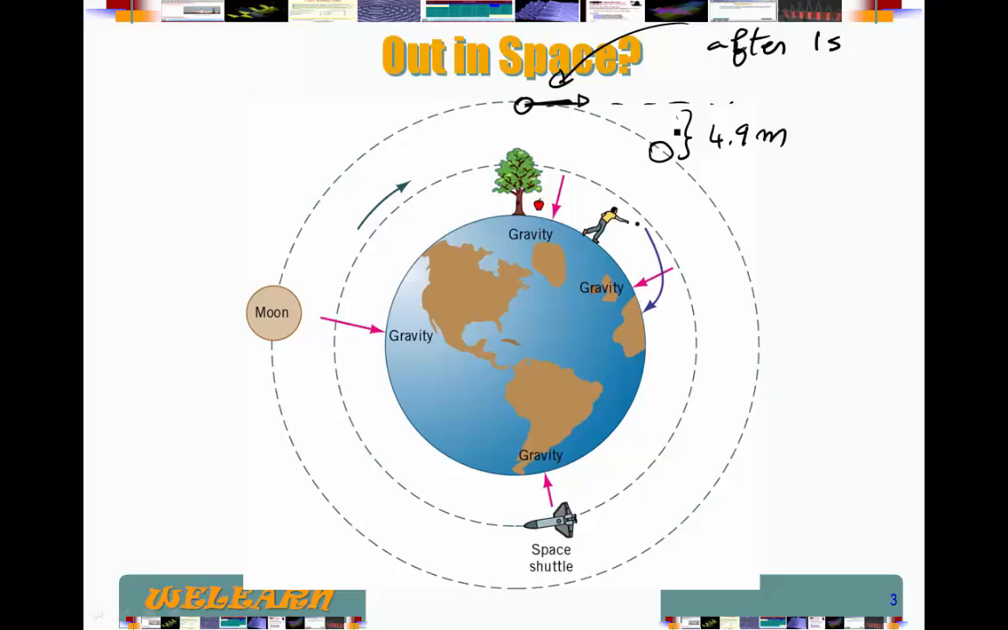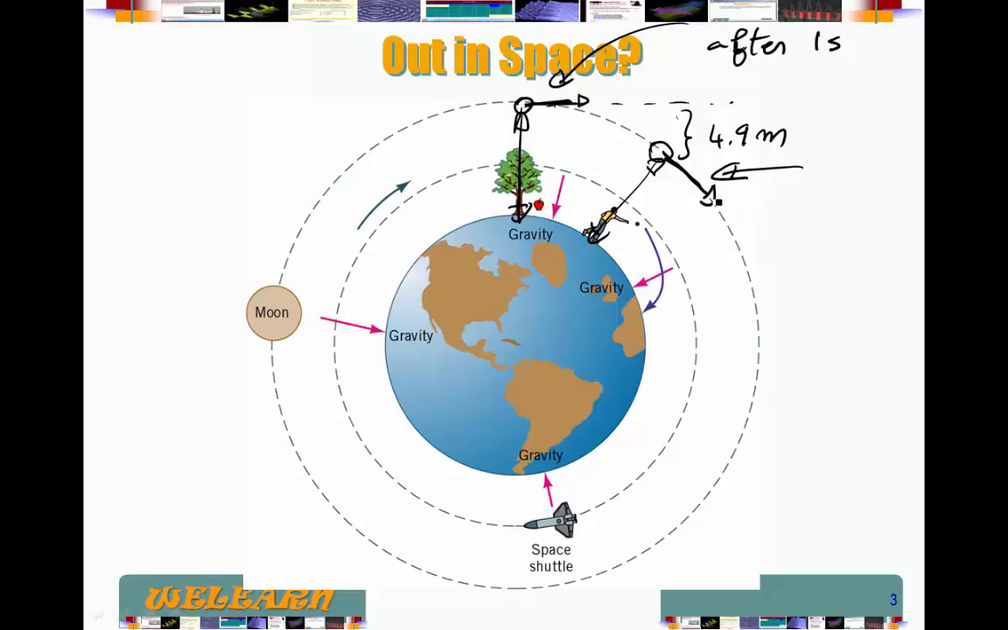Now, what if the curvature of the Earth is such that, like the way I drew it here, after 4.9 meters, my object is still at the same height from the Earth as it was before? If that's the case, then my object here is going to still be moving with that same horizontal velocity that we gave it.